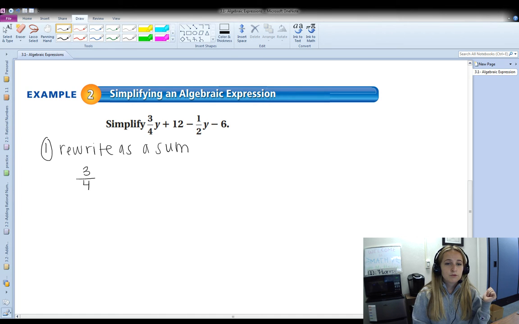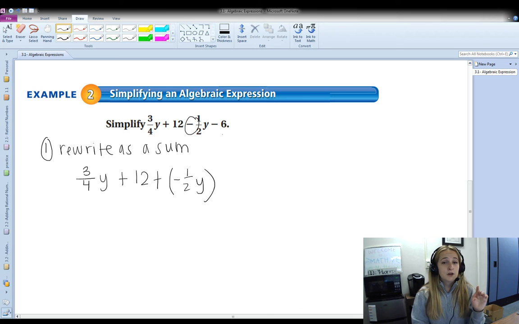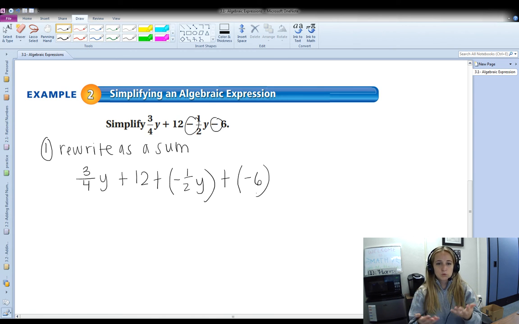3 over 4y plus 12. That's fine. It's an addition sign. We have a subtraction sign. So again, we're going to add its opposite. So plus negative 1/2 y. We have another subtraction sign. So again, we're going to add its opposite. Add negative 6. Okay? That's rewriting it as a sum. Rewriting it using only addition.